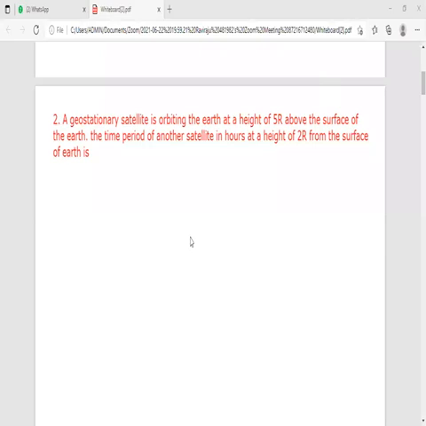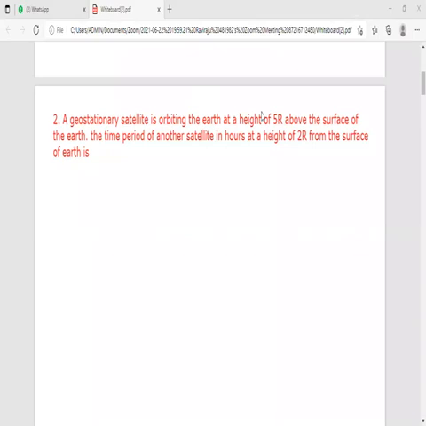A geostationary satellite is orbiting the Earth at a height of 5R above the surface of Earth. It is given the height is 5R from the surface of Earth. The time period of another satellite in hours at a height of 2R from the surface of Earth is? The time period of geostationary satellite, we know that. What is the time period of geostationary satellite? That is 24 hours only. Alek Reddy gave the correct answer.